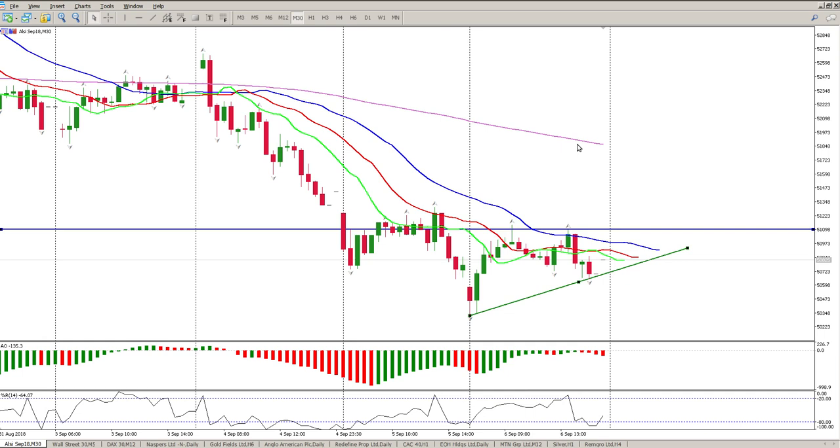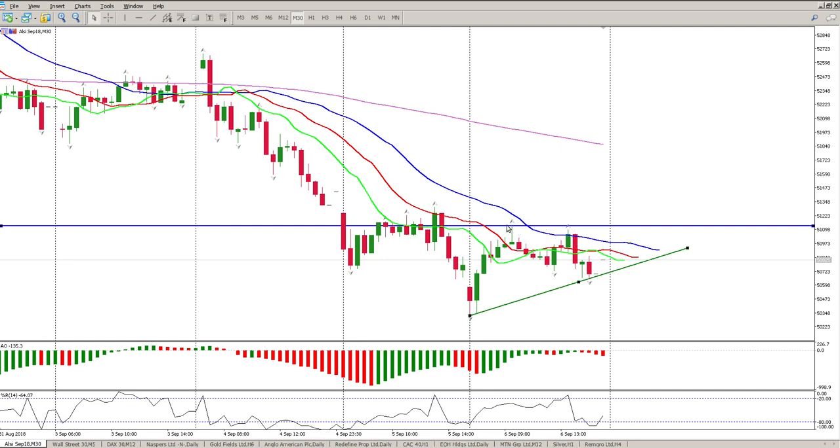So that's kind of my take on this at the moment. So we're looking for a break of the high of yesterday. If we break through the high of yesterday, we get a half hour close, there's a good possibility that we're going to go to this level here.